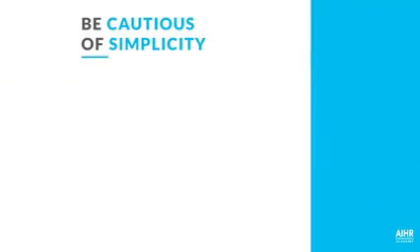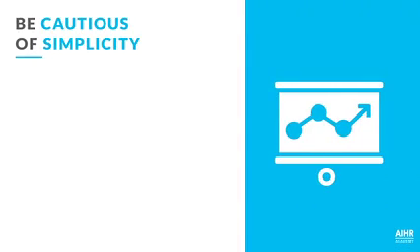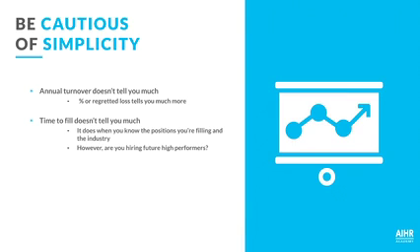A final warning, in metrics and especially in KPIs, be cautious of simplicity. Annual turnover doesn't tell you much. What does tell you much is the percentage of regretted loss, or the percentage of unregretted loss. And the same, for example, for time to fill. Time to fill doesn't tell you much. For some functions, a time to fill of 30 or 35 days is quite long, for example, for a secretary. For other functions, for example, a Java developer, that's quite a short time because those people are really hard to find. So time to fill doesn't tell you much. It only tells you something when you know the kind of position that you're trying to fill.